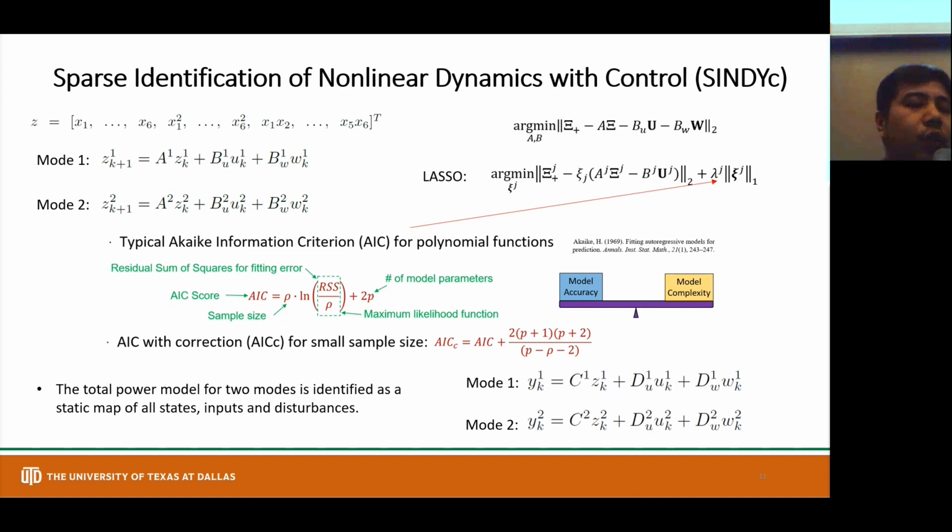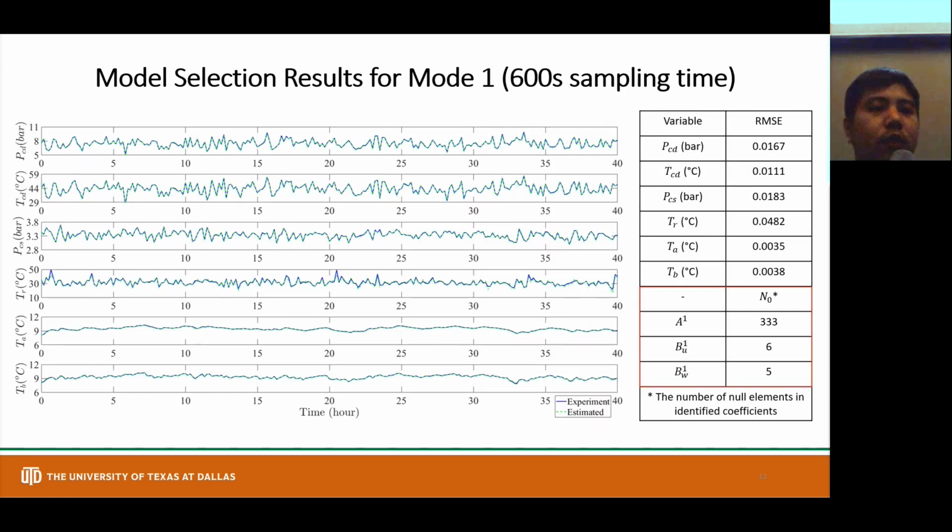And also the total power model for these two modes is identified as a map of the lift states, the inputs, and the disturbance. So here are the identification results. The blue line is the data from the simulation, and the green line is the identification model.